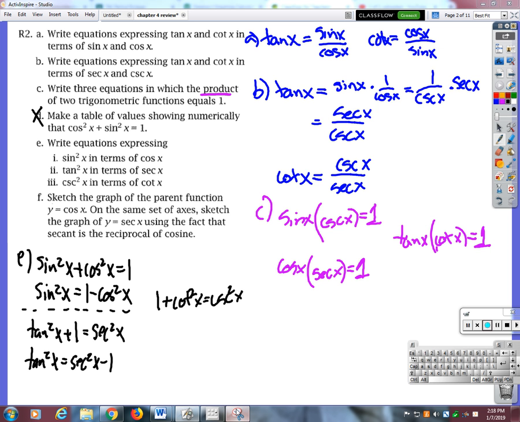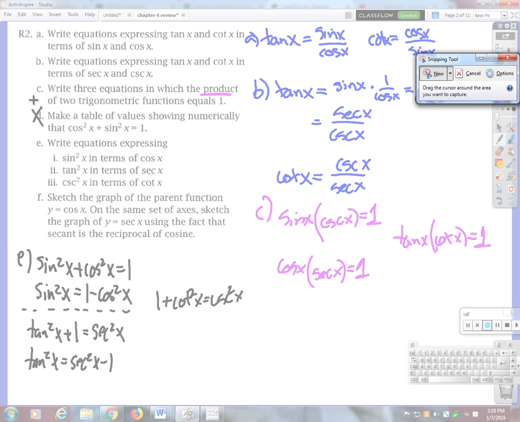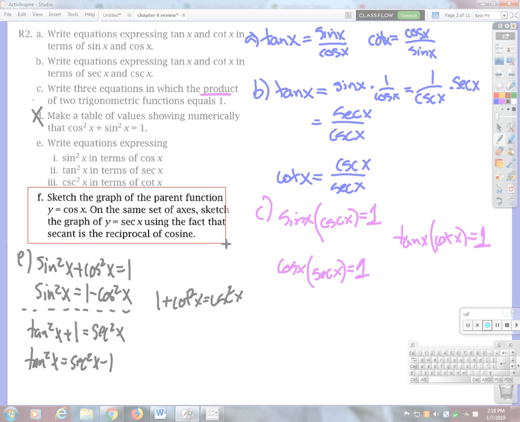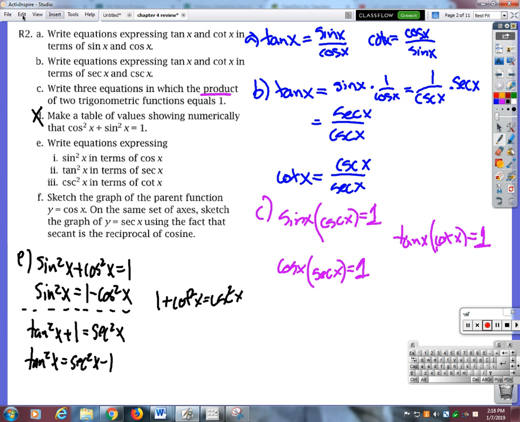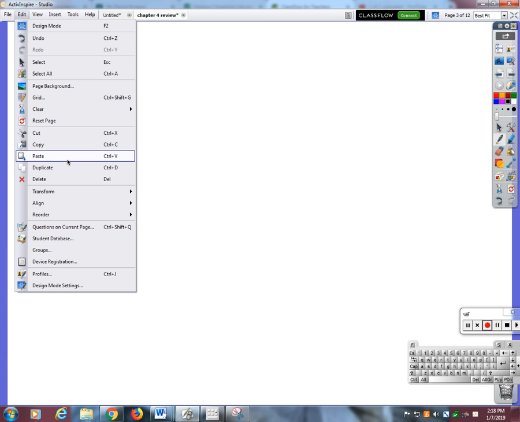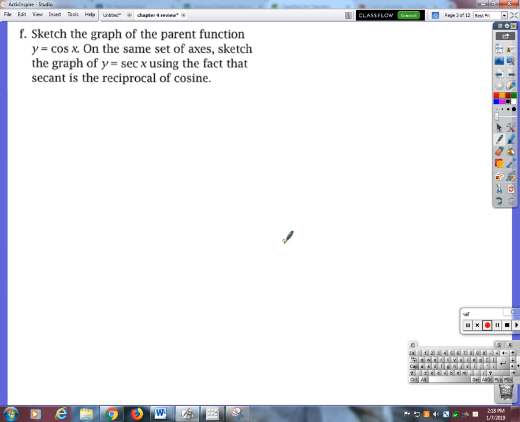All right, then we haven't talked about this much, but it's come up in this chapter a couple times, so let's go ahead and just bite the bullet and deal with it. So this next one, it says sketch the graph of the parent function of y equals cosine of x. So what do you know about cosine of x?